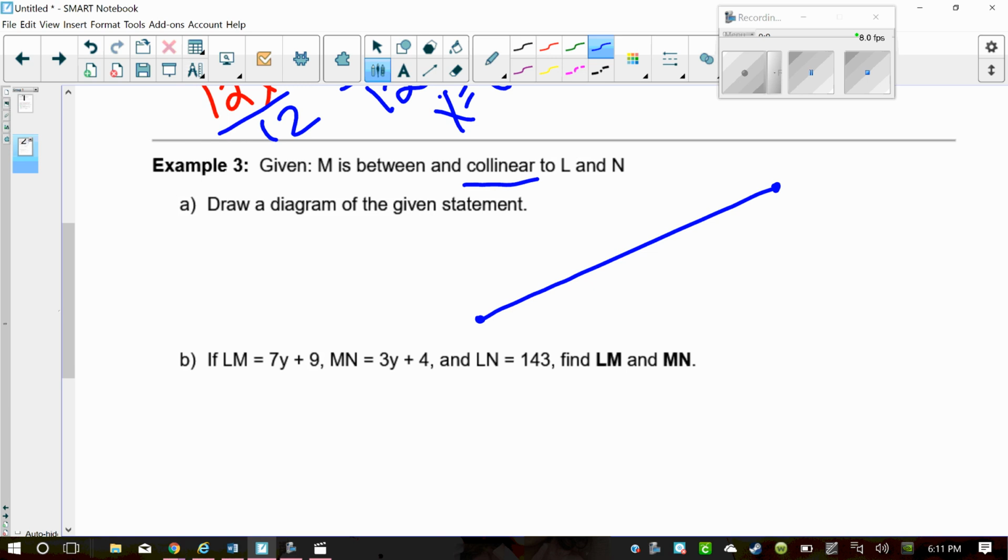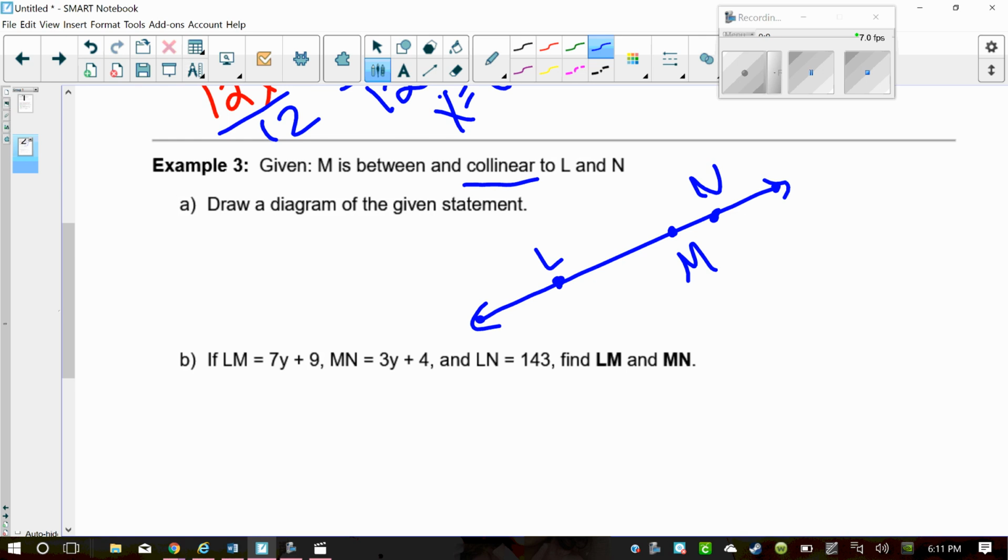And M is between L and N. So the line can go on. We have L and N, but they're telling us that M is between them. So it doesn't matter where, it doesn't have to be directly in the middle, but maybe right here we can put M.